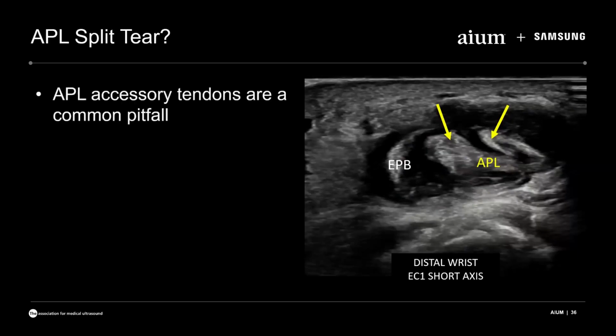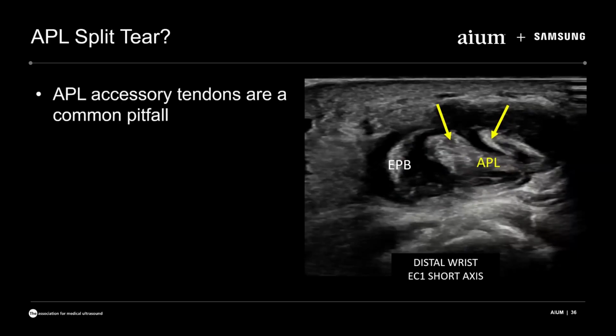Now, if we return to this patient, we're scanning at the level of the distal wrist. Again, we're at the first compartment. You can see all that complex fluid and synovial thickening. But what else do you notice here looking at the tendons? So there's the EPB and there's the APL, but why are there two APLs? Is there a longitudinal split tear here? No, this is a common pitfall.